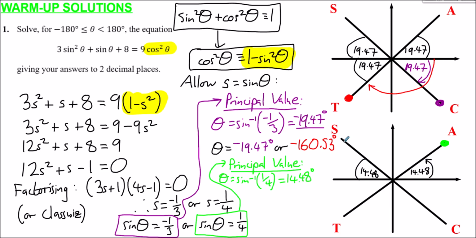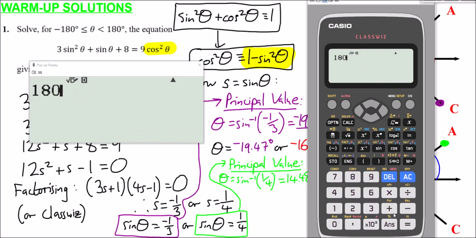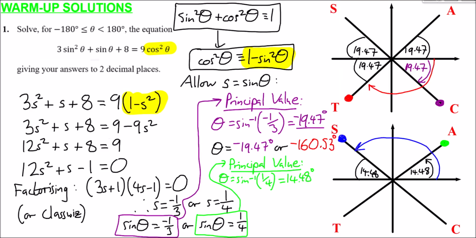Now, to get to this S quadrant, where again sine theta will be positive, I'd need to go in the positive direction around there, which, as you can see, is the best part of a straight line. It's almost 180. It's going to be 180 minus 14.48. So that one here, 180 minus 14.48 gives us 165.52, and that'll be positive because we've gone in the positive anti-clockwise direction. So now we say that therefore from these two values, theta could be either 14.48 or 165.52.